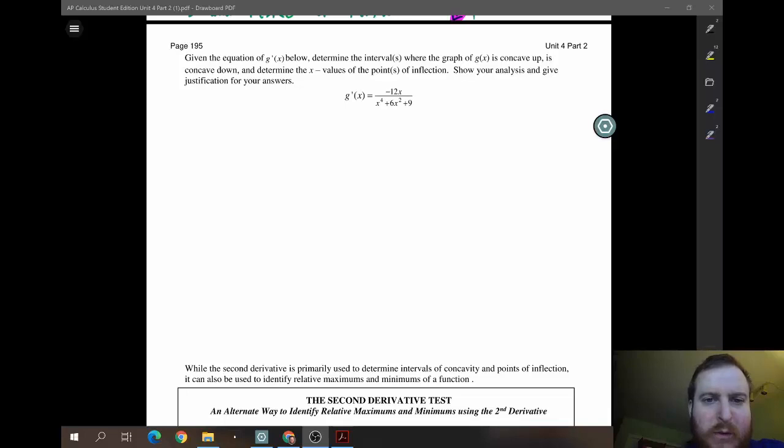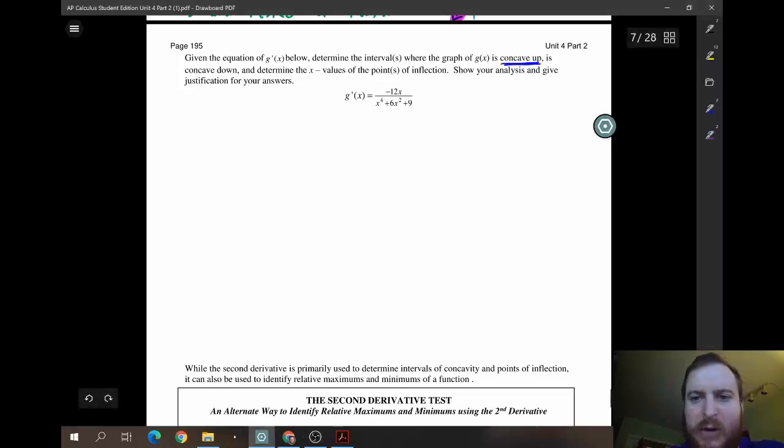So we have a graph, and in this case, we already have g prime of x, and we want to determine the intervals where g of x is concave up, is concave down, and any points of inflection. Just like I said last time, anytime we see words like increasing, decreasing, max, min, and critical point, we're always thinking that we're going to take the first derivative and set it equal to 0 or DNE, now that we know about the DNE case.